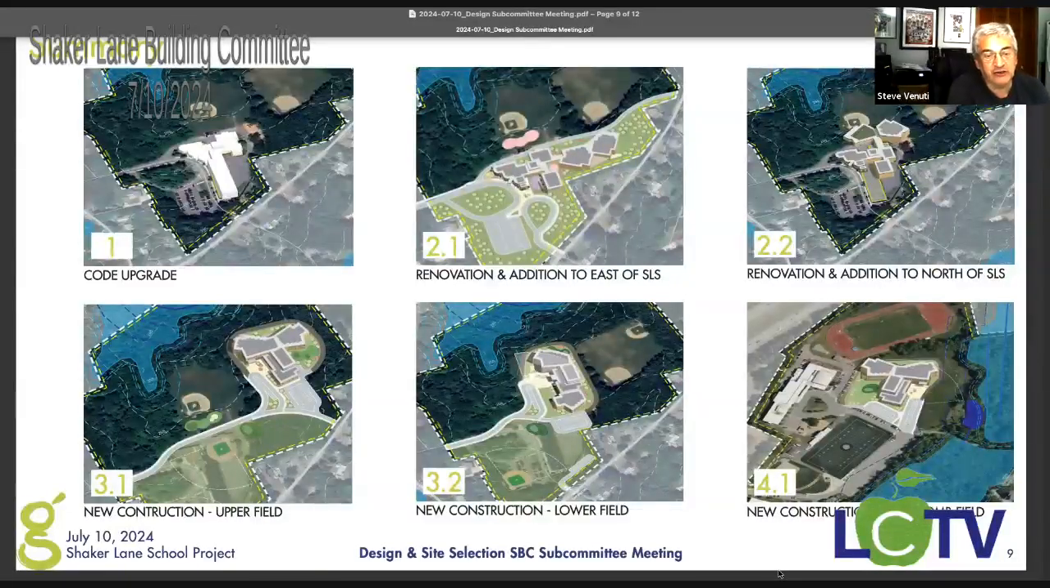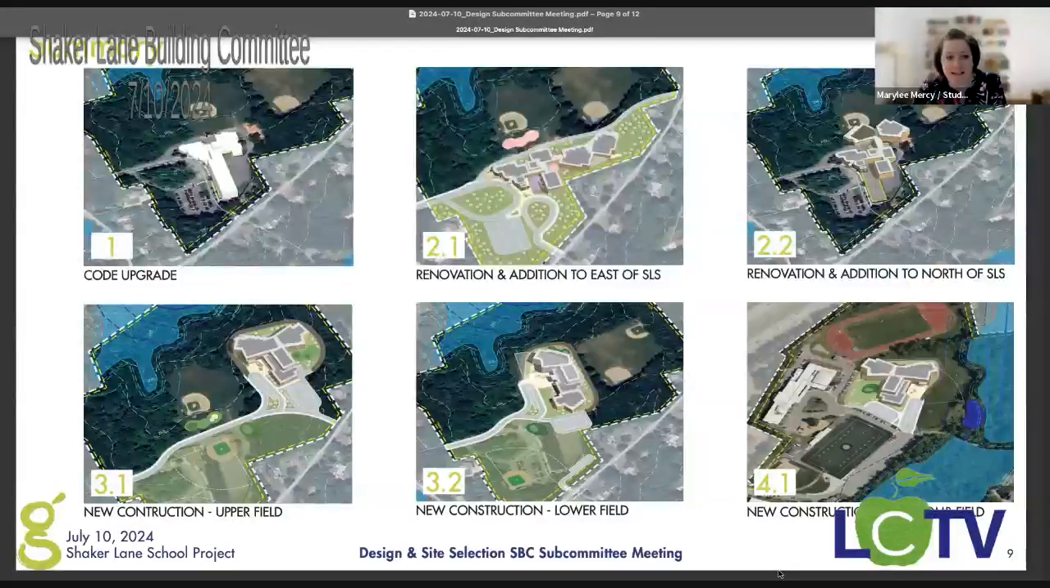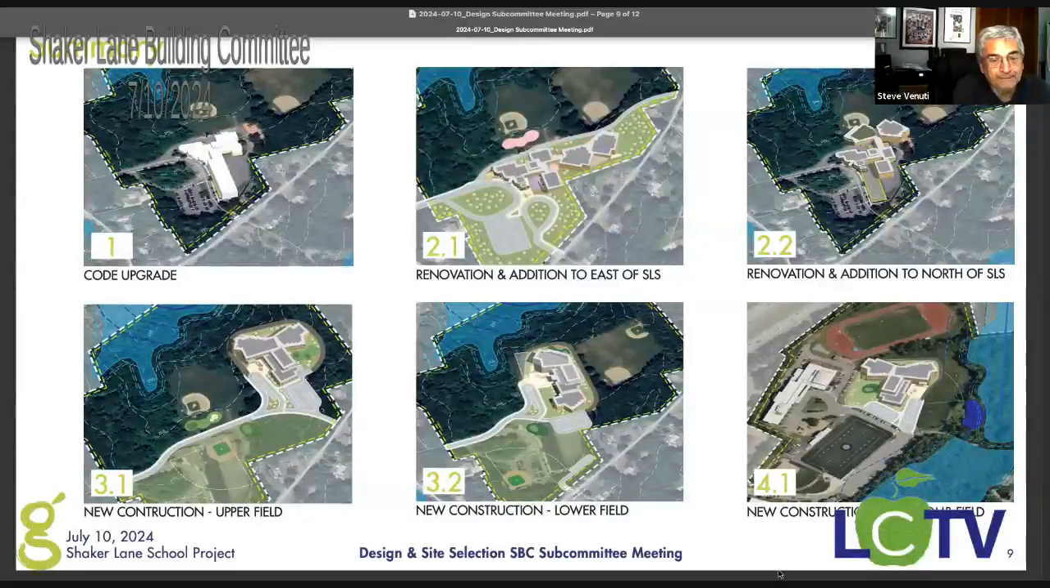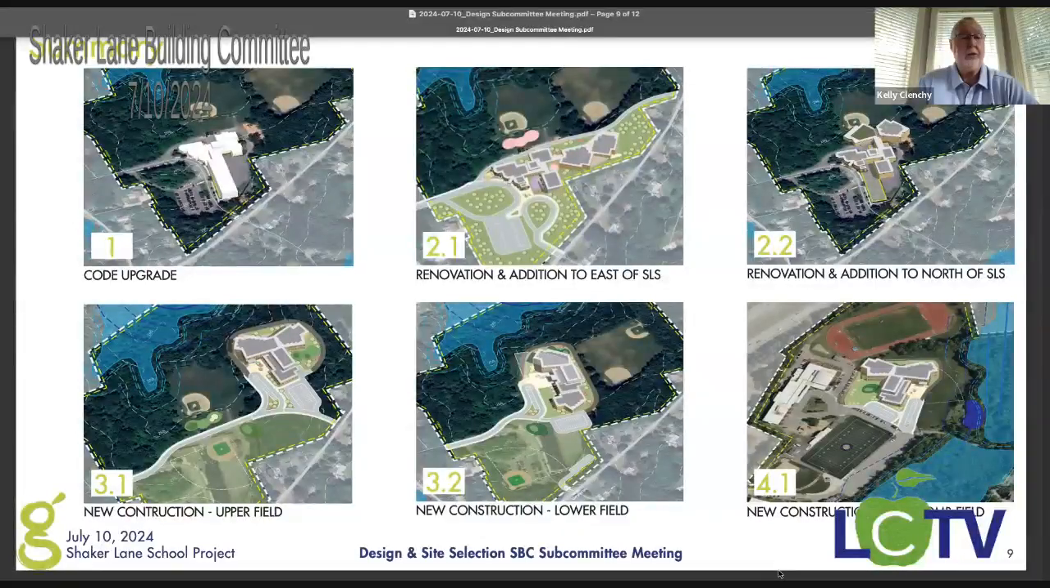Is the building itself in 3.1 looking pretty similar to 4.1? Yep, it's exactly the same, intentionally. We took some massing and just did a test fit to make sure that there's room for a building of that size over there. Okay. Michelle, what are your thoughts?